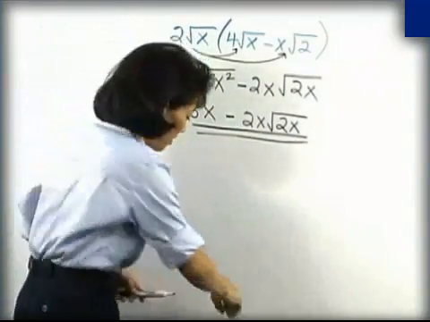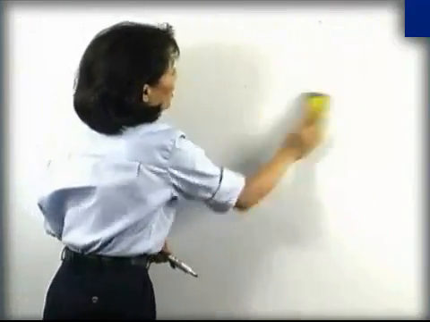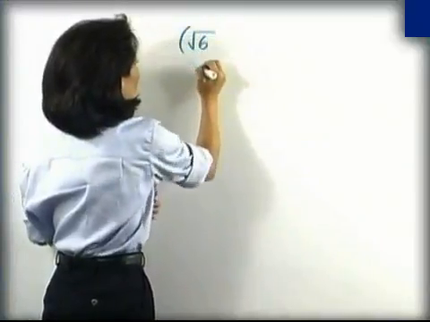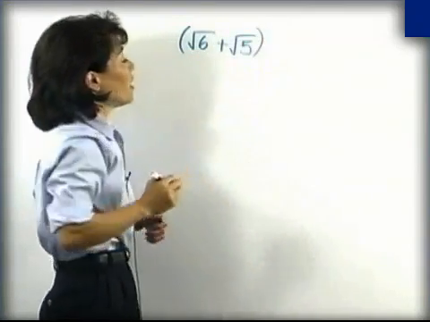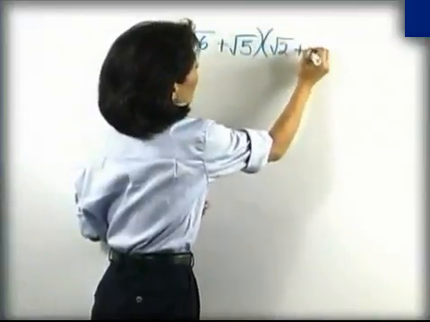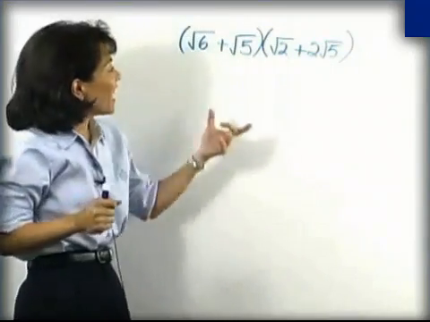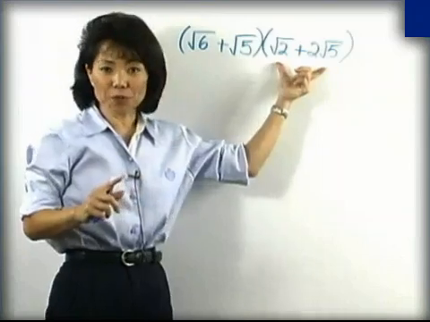Now that we used our distributive property, how about FOILing? Do we think we can FOIL some of our radicals? I think we can. Let's look at this example. The square root of 6 plus the square root of 5 times the square root of 2 plus 2 times the square root of 5. Again, we have a binomial. That means we have two terms times a binomial.